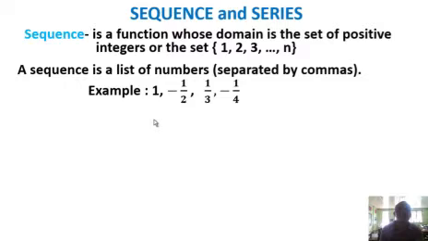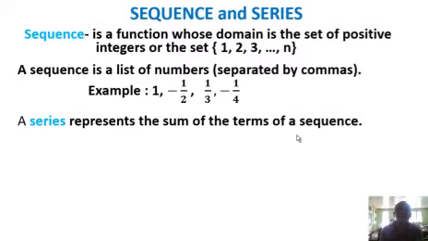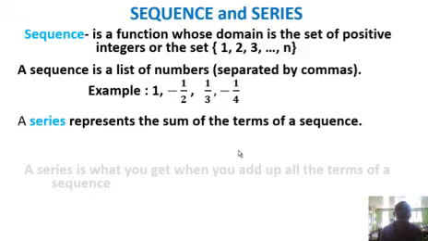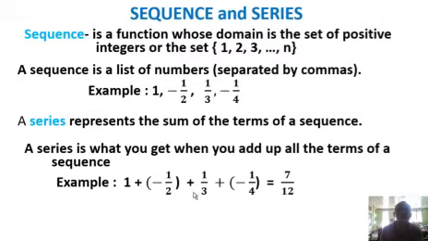A series represents the sum of the terms of a sequence. A series is what you get when you add up all the terms of a sequence. For example, adding the terms above, 1 plus negative 1 half plus 1 third plus negative 1 fourth is equal to 7 over 12. The 7 over 12 is the sum of the series.